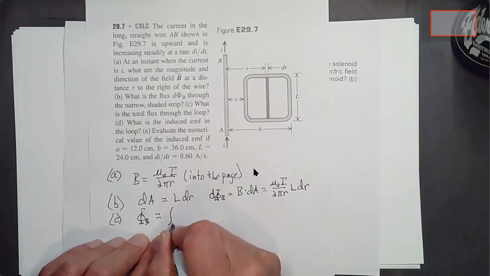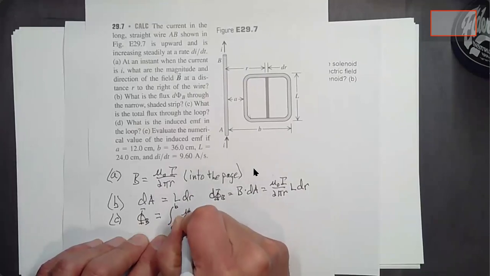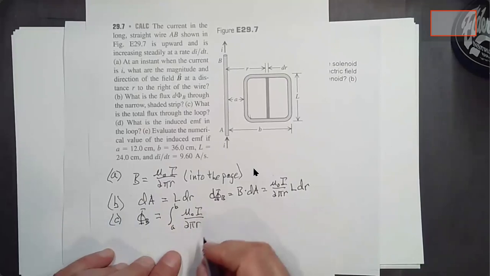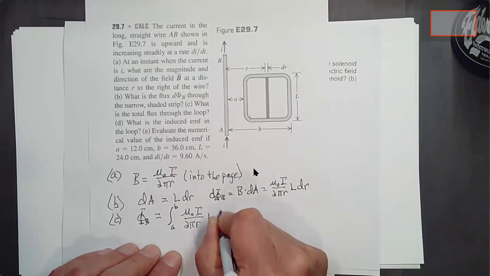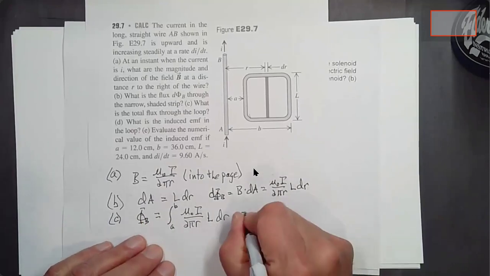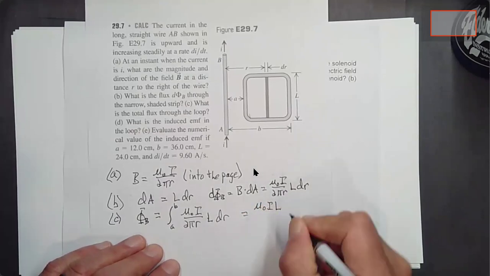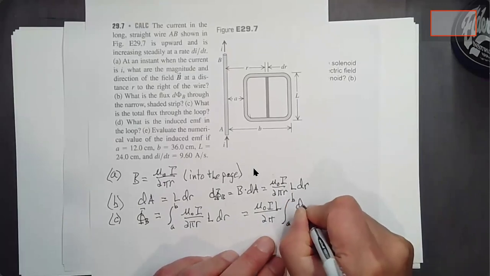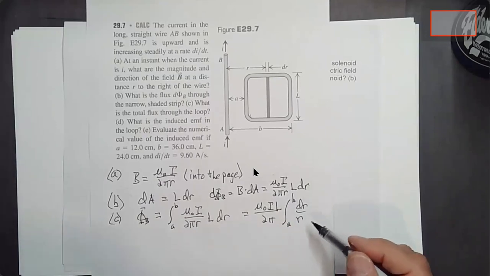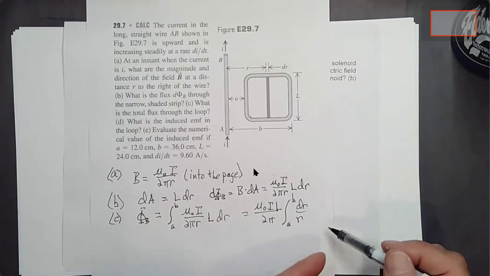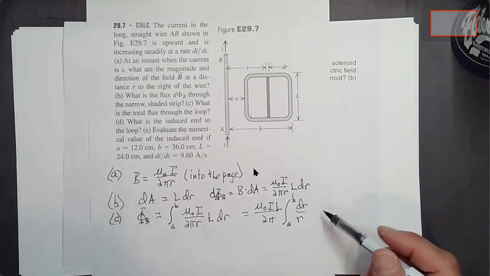We'll be integrating from r equals a to r equals b of mu naught I over 2 pi r. What we're integrating is dΦ sub B, so we just stick in our expression for that, times L dr. Everything in here is a constant except dr and r, so I can yank that out and I'll get mu naught I L on top over 2 pi times the integral from a to b of dr over r. I can do that one in my head. It's the natural log of r evaluated at a and b, and it ends up being the natural log of b over a.